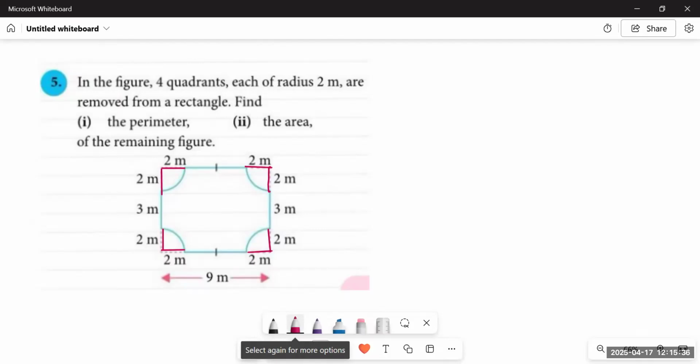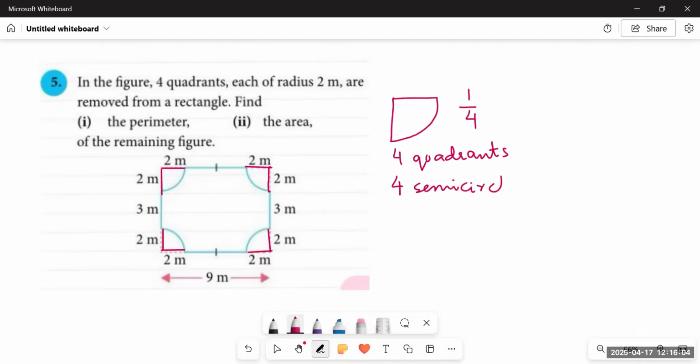Then in this question, you will find that each quadrant means 1/4. Quadrant means 1/4. So since there are 4, we can say that we have 4 quadrants, or you can say we have 4 semicircles. And always remember that 4 semicircles make a circle.